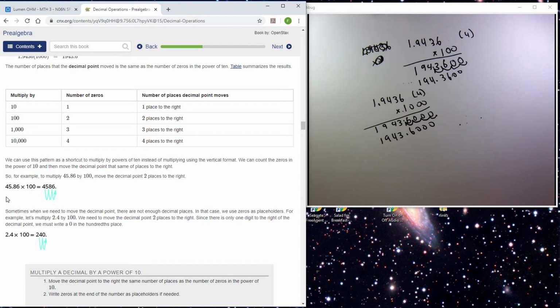Notice here when they're multiplying it by 100, they shifted it over 2 places to make it larger by 2 places. 2 places to the right. Multiplying it by 100, we shift it over 2 places to the right, makes it that much larger. Multiplying it by 1,000 will be shifting it over 3 places to the right. Multiplying it by 10,000, shifting it over 4 places to the right. The most common one is multiplied by 100. You always shift it 2 places to the right to make it that much larger.